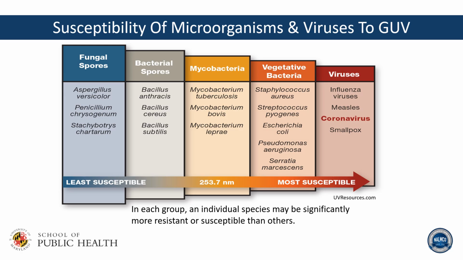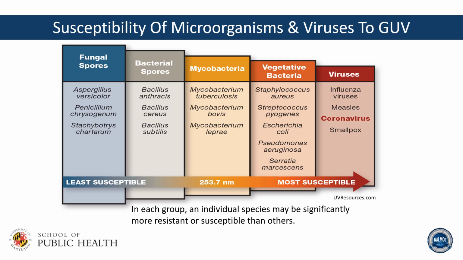Microorganisms and viruses have different structures, so they also have different susceptibility to germicidal ultraviolet. What is shown here is that fungal spores are the least susceptible, meaning it takes a lot of germicidal ultraviolet to inactivate fungal spores. On the other hand, looking on the right, viruses are much more susceptible to germicidal ultraviolet, and so it's much easier to inactivate viruses than fungal spores.